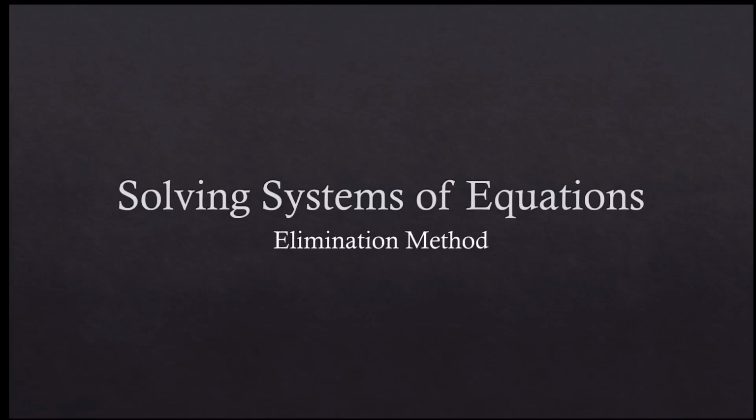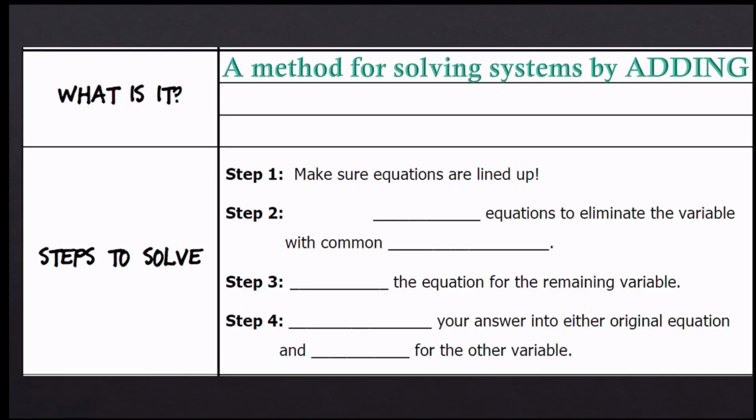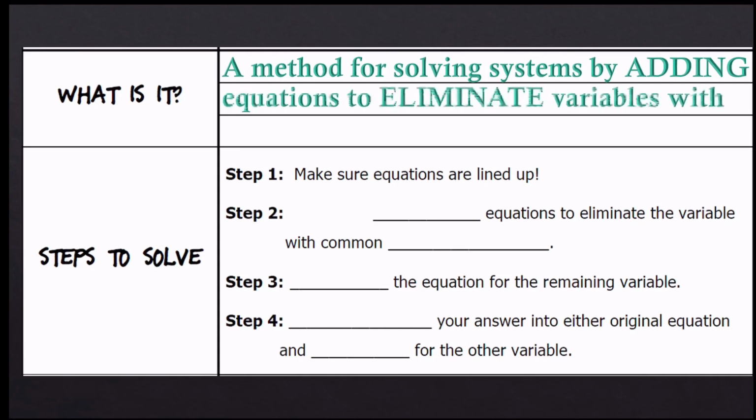So here we are at our third and final method of how to solve a system of equations. I feel as though this is the easiest and quickest way. I like this method the best, but each method has its own benefits, and you'll start noticing when to use one over the other. But the elimination method is exactly what it sounds like. It's where I solve systems by adding equations to eliminate a specific variable.